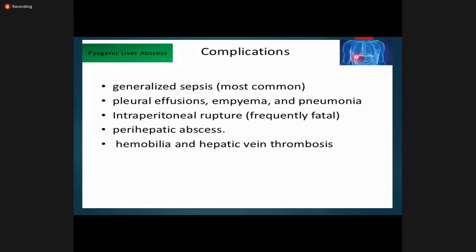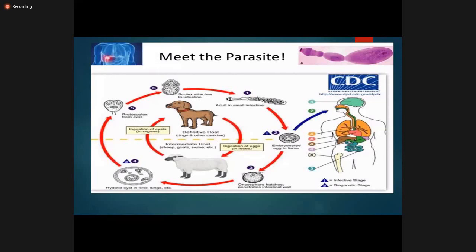Complications that may develop from an abscess are generalized sepsis, which is most common, pleural effusion, empyema, and pneumonia. You can develop contiguous spread of the abscess into the lungs as well. Intraperitoneal rupture, which can be frequently fatal, and perihepatic abscesses. Hemobilia, which is blood coming into the biliary tract and from there through the ampulla into the small bowel. Hepatic vein thrombosis is a potential complication of pyogenic liver abscesses. Now we come to the parasites.